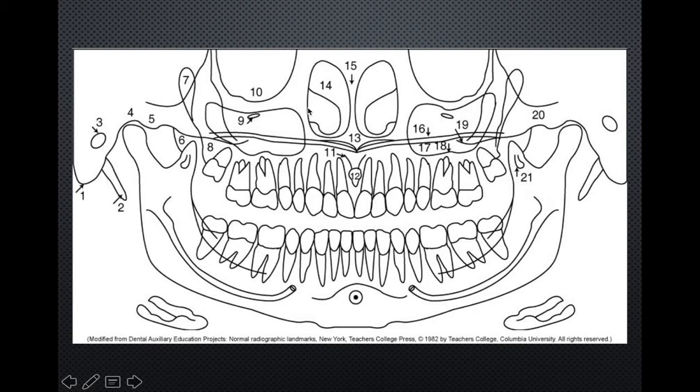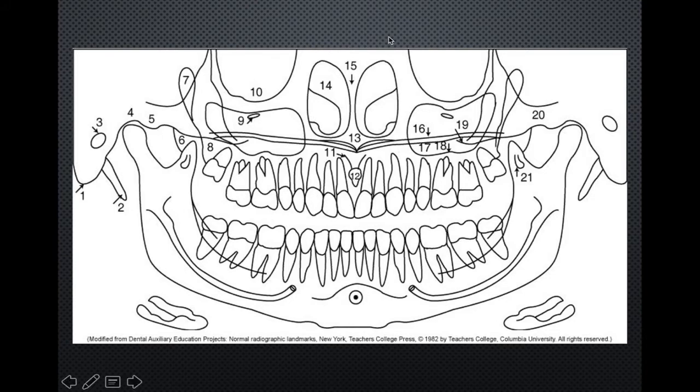So the nasal cavity will be this larger area here, this bilateral larger area that'll be radiolucent, and the conchae will be the diffuse radiopacities located within the nasal cavity. Number 15 is our radiopaque nasal septum. Number 16, located here, also radiopaque. That's going to be our hard palate.